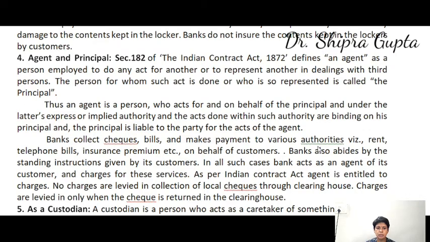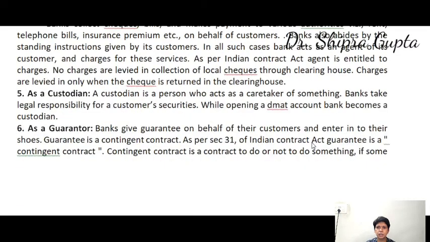Then next, as a custodian, the bank provides security for our locker account and our documents. So in this form, the banker acts as a custodian, with custody, and as a guarantor. Banks work as guarantors. Banks give guarantees on behalf of their customers and enter into their documents. Guarantee is a contingent contract.